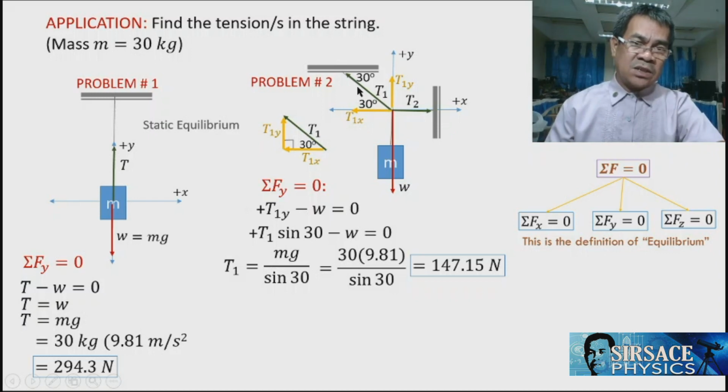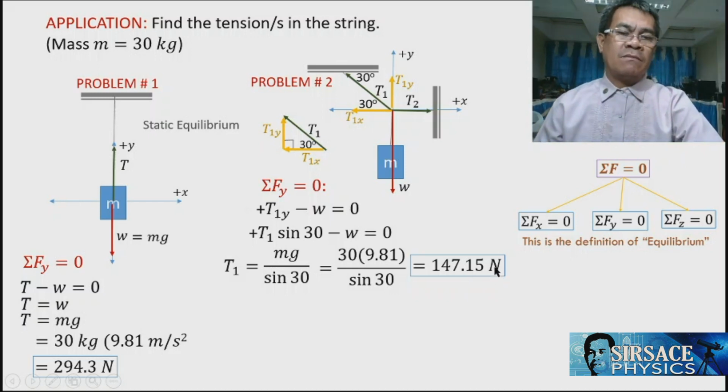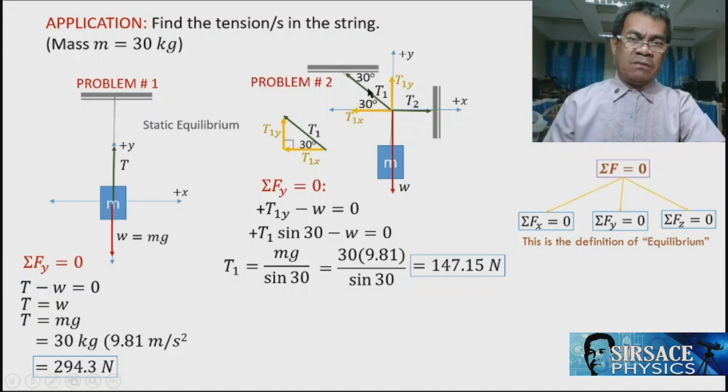The T1 is this string. So this string exerts the amount of 147.15 newtons. The direction is away from that point. So we already solved T1. What about T2? Okay, T2, again, remember that we use the summation of force along y is equal to 0.